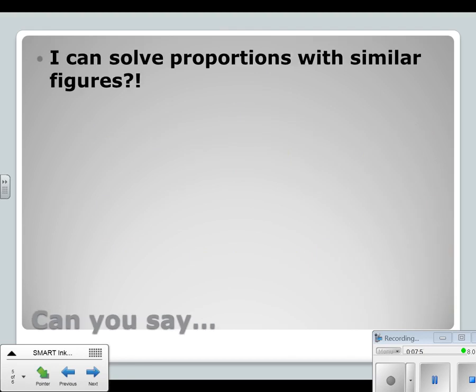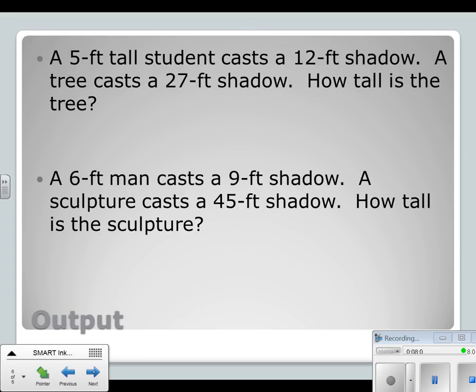Can you say, I can solve proportions with similar figures? Here's your output to work out in your interactive notebook. Be prepared with any questions for the work time in class.